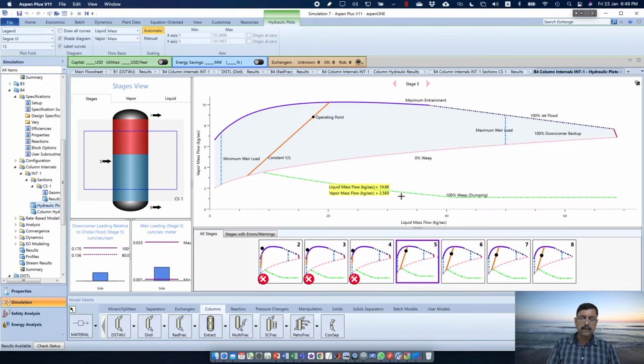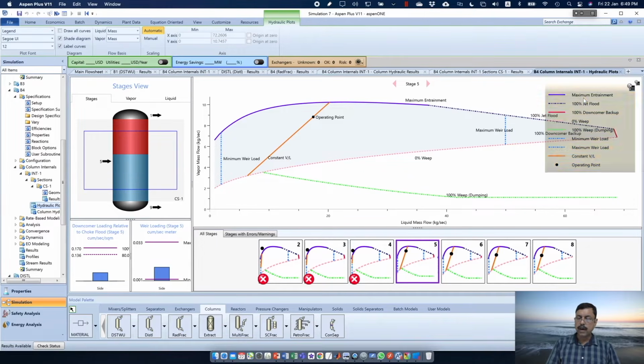This is the minimum weir load. This is the maximum weir load. All these are written over here, what those lines mean. Each and everything is written, so you can go through them. Now here we can understand that stage numbers 5 to 8 are good. But 2, 3, 4 are not good. So we find a cross mark over here.